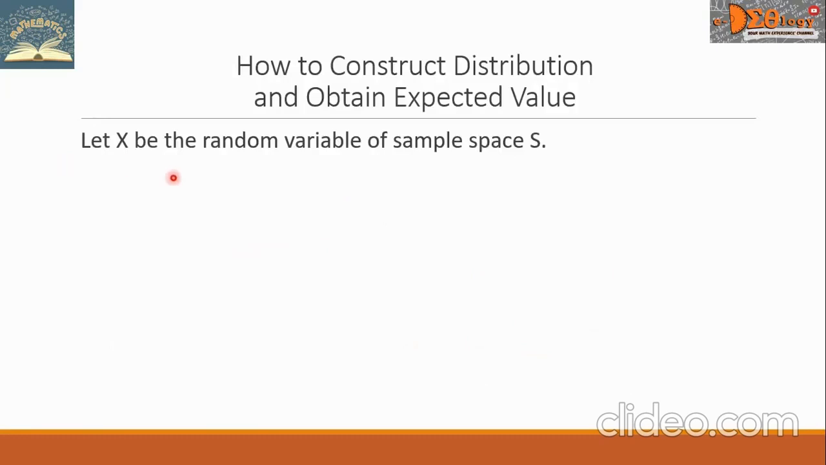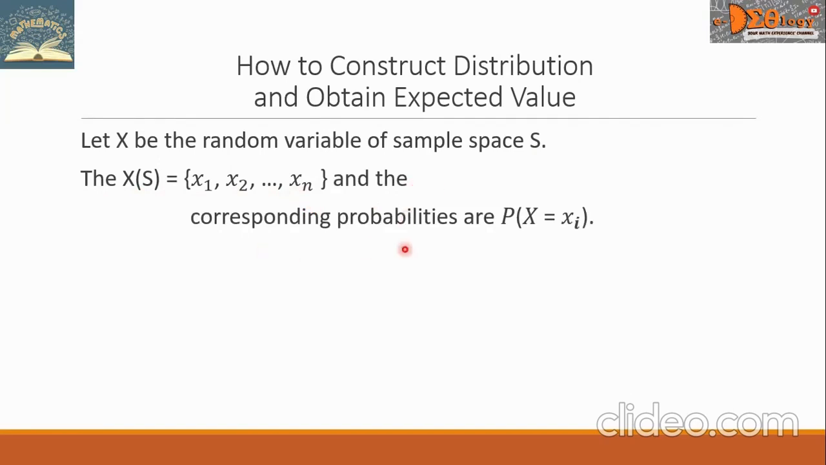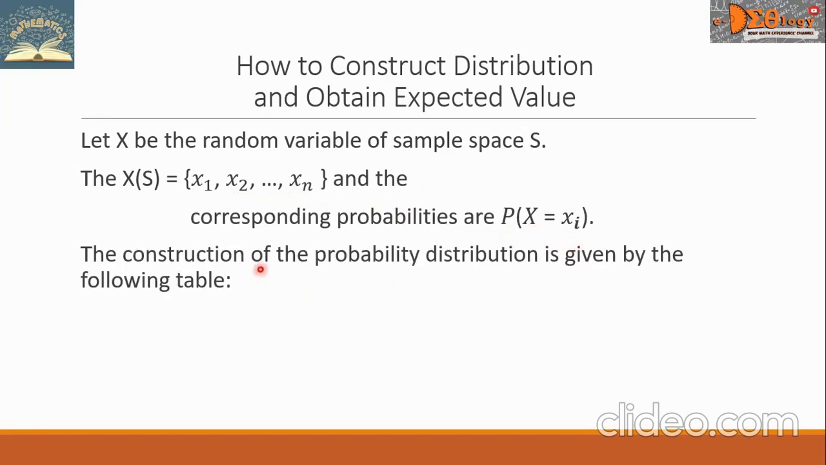Let capital X be the random variable of sample space capital S. The capital X of capital S equals x sub 1, x sub 2, up to x sub n. And the corresponding probabilities are capital P of capital X equals x sub i. The construction of the probability distribution is given by the following table.